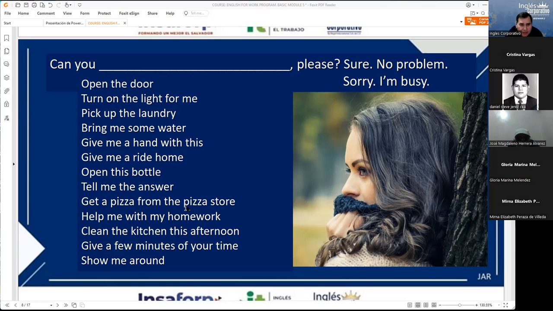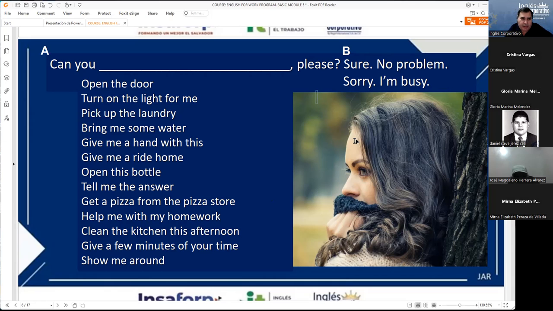Practice with different ones. Can you help me with my homework? Sure, no problem. Or sorry, I'm busy. This is A. And this is B. Okay. Volunteers to model. Who would like to model? Me. Okay, thank you, Glorita. You ask who? Who is a volunteer to answer?